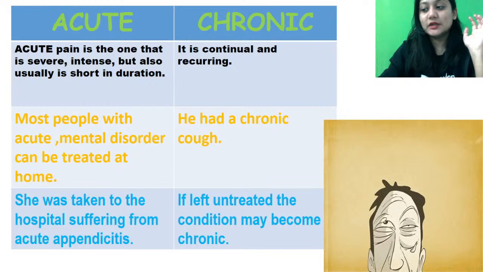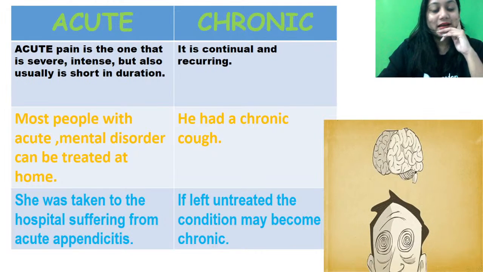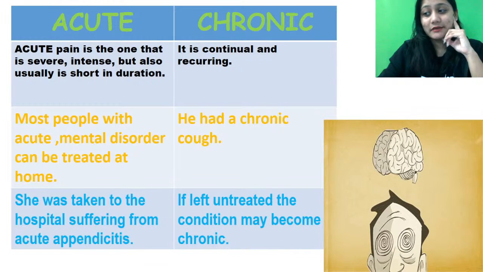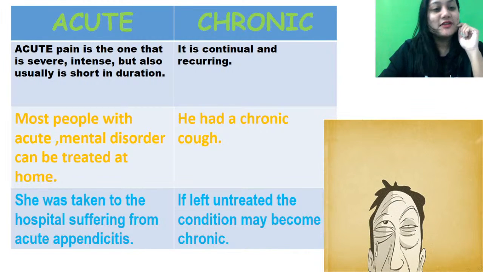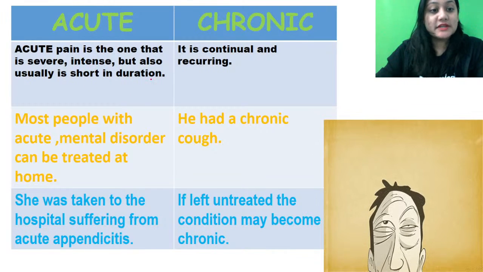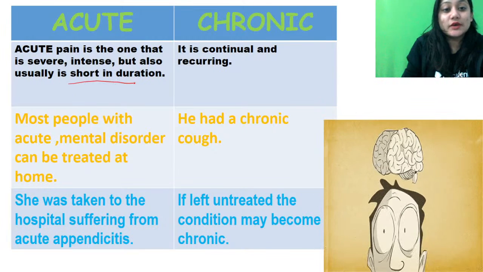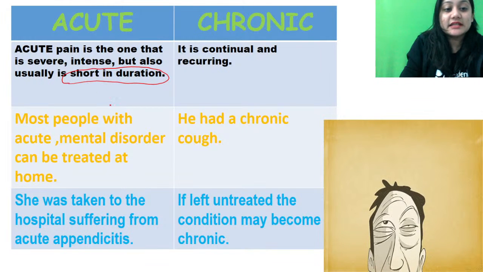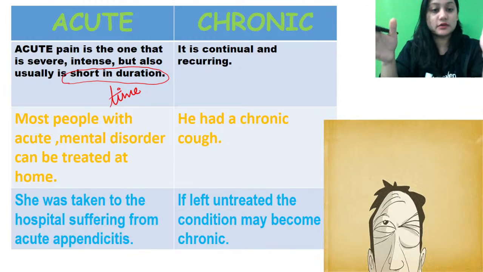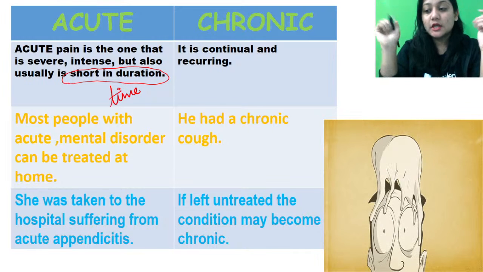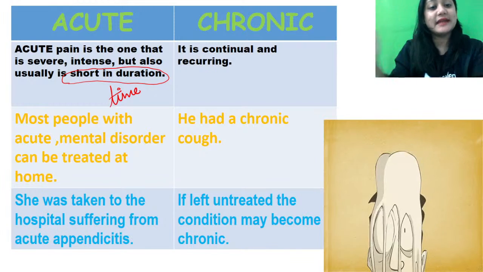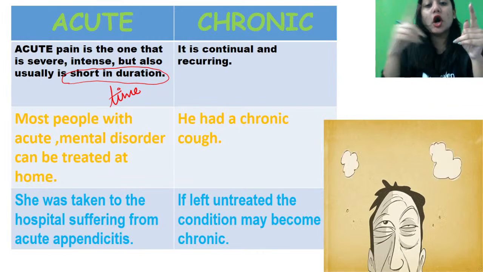The next one is acute and chronic. This is I have got acute pain या फिर I've got chronic pain. We don't know, right? Let's check it out. So acute pain is the one that is severe, intense, but also usually is short in duration. यही इसका difference है, the time. Clear? Acute का मतलब क्या है बच्चा? For a very short duration. I've got acute back pain. तो वो कुछ देर के लिए ही था, although वो severe था, although वो intense था, but उसका duration, उसका timeline is short.